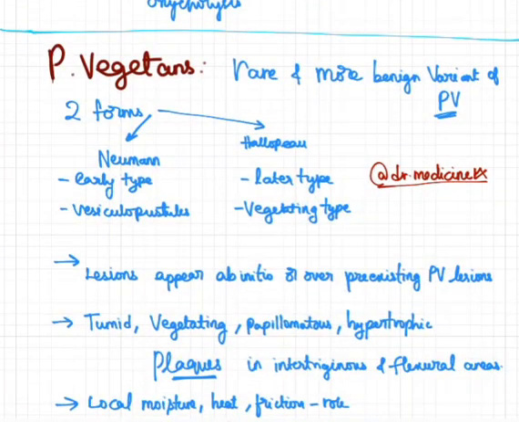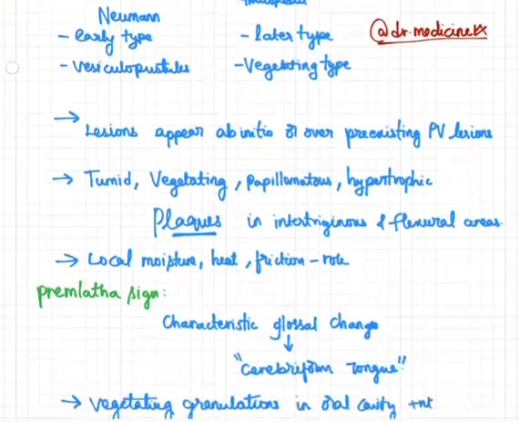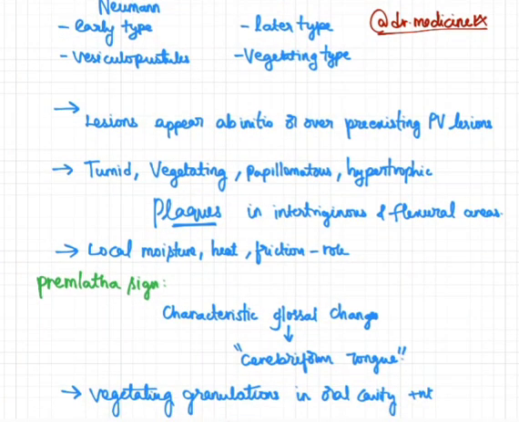Now coming to Pemphigus vegetans, which is a variant of Pemphigus vulgaris, it is very rare, and compared to Pemphigus vulgaris, it is more benign. It again has two forms, the Neumann type and the Hallopeau type. The Neumann type progresses into the Hallopeau type, where initially there are vesicular pustules, which later become vegetating lesions. The lesions appear ab initio, or they can occur over pre-existing Pemphigus vulgaris lesions. And there are other variants like the tumid variant, the vegetating variant, the papillomatous variant, and the hypertrophic variant.